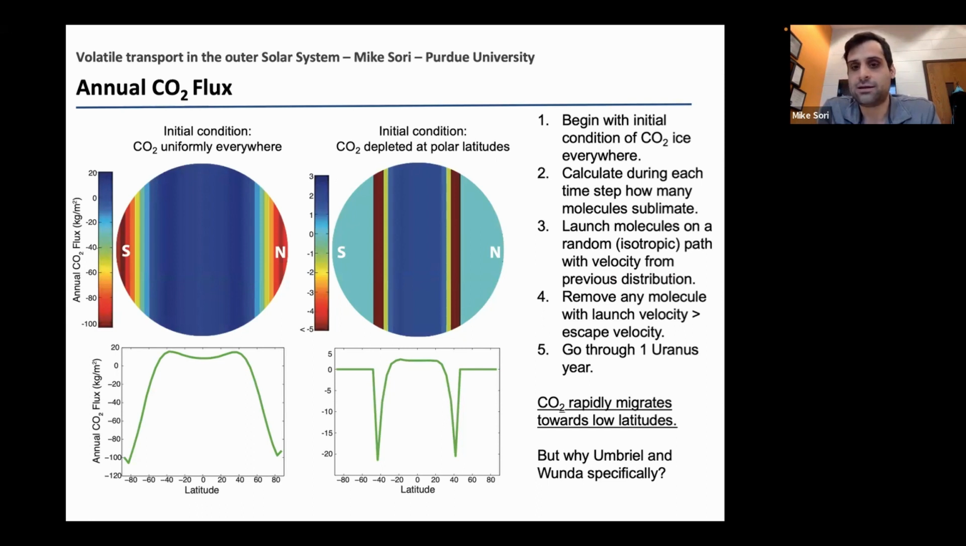The plot on the right just arbitrarily shows what if you start with CO2 only in between 50 degrees north or south, just to give an example of what it looks like as you march through time.